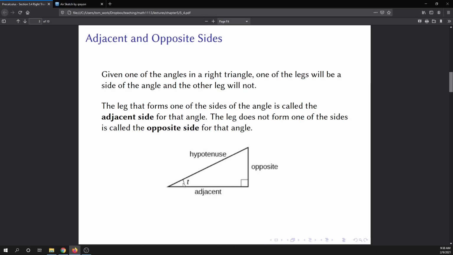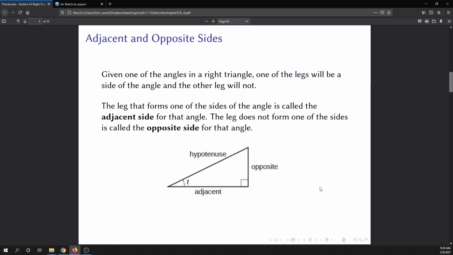So for this angle T, the hypotenuse is always the side opposite the right angle. Of the legs, the one that is part of the angle is called the adjacent side, and the leg that's not is called the opposite side. Which one is adjacent and which is opposite is different for the other angle. If I pick the angle up here, this side over here would be the adjacent, and this one would be the opposite. So it's different for different angles.